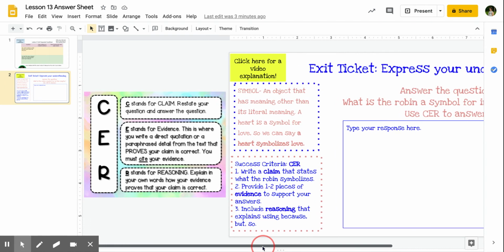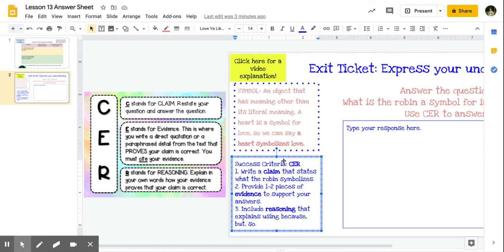Now, in order to be successful on your exit ticket, you need to write a claim, which is your C. In your claim, you're going to restate the question and you're going to tell me what the robin symbolizes. Then you're going to move on to E. E stands for evidence. This is a direct quotation, not in your own words. I need it to be a direct quotation because we're in fifth grade, providing evidence to support your answer. This has to be direct, in quotation marks, in C.S. Lewis's words. He's the author.